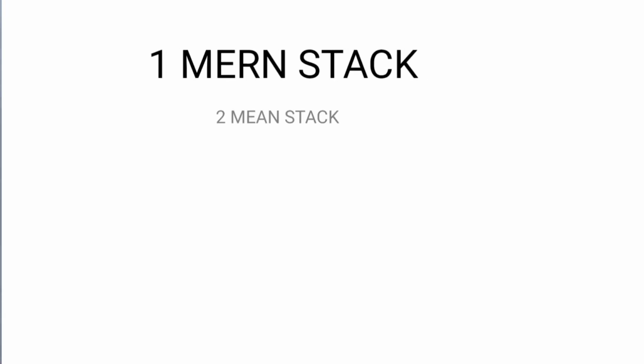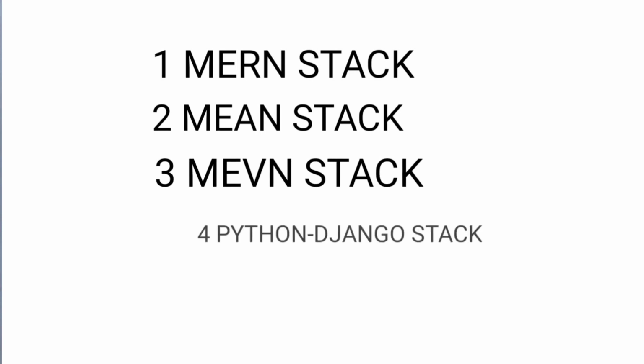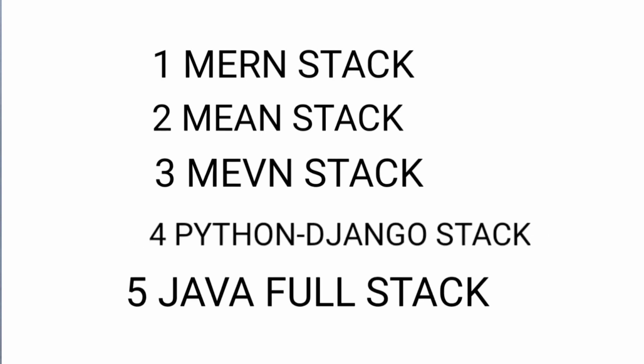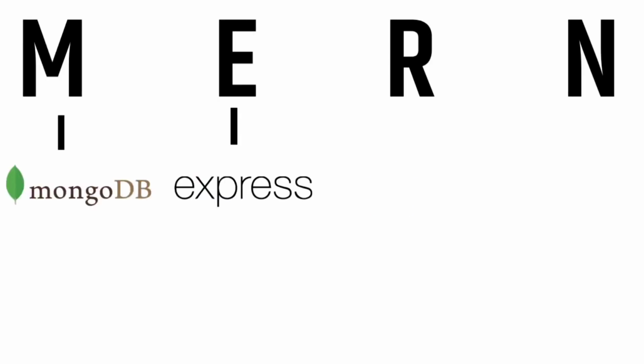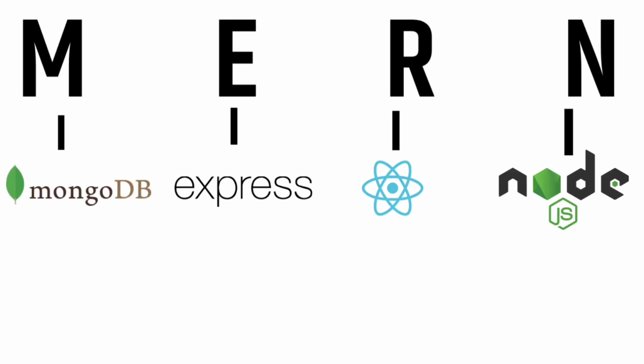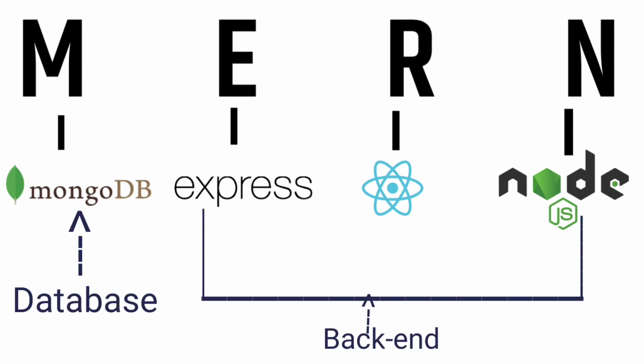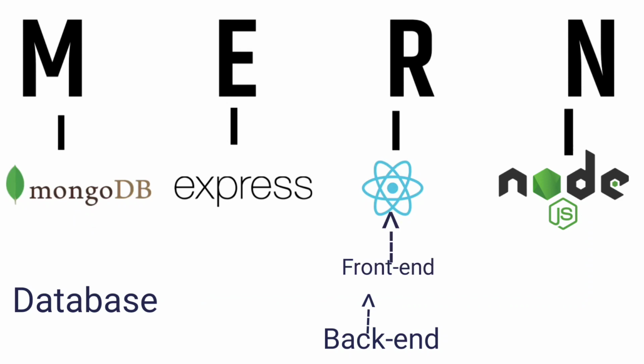The 5 stacks that we are going to see in this video are the MERN stack, the MEAN stack, the MEVN stack, the Python Django stack and the Java full stack. First, let's see what the MERN stack is. M in MERN stands for MongoDB, E stands for Express.js, R stands for React.js and N stands for Node.js. So in this stack, as a database, we are using MongoDB. For back end, we are using Express.js and Node.js, and for front end, we are using React.js.